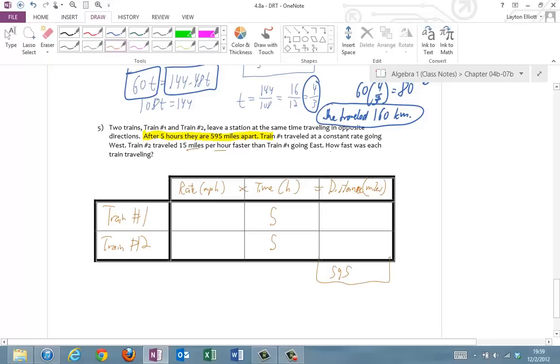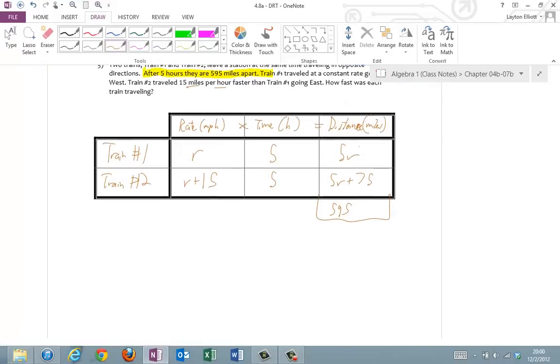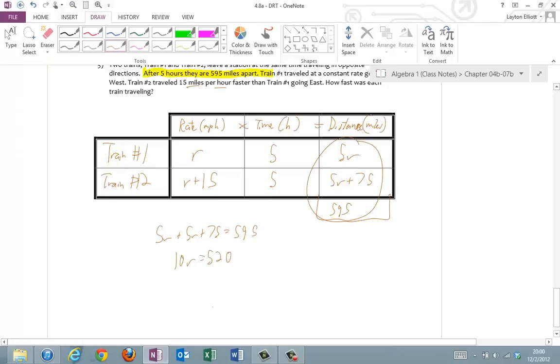Train 1 traveled at a constant rate going west, and train 2 traveled 15 miles per hour faster than train 1 going east. Train 1's rate is r, so train 2's rate would be r plus 15. How fast was each train going? Well, let's multiply: 5r, then 5 times r plus 15, that would be 5r plus 75. Make an equation from this: 5r plus 75 is equal to 595. That would be 10r. If I subtract the 75, I get 520, and I have r is equal to 52.